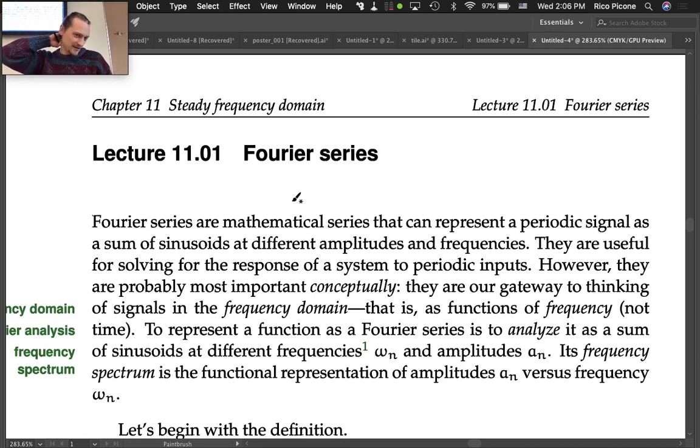You look like death. Okay, so we are on chapter 11, the steady state frequency domain analysis chapter. So this is the last chapter of the dynamic systems notes, okay? And let's back up and talk about what this chapter is about before we get into this specific lecture. So this chapter is going to be about the frequency domain, okay?